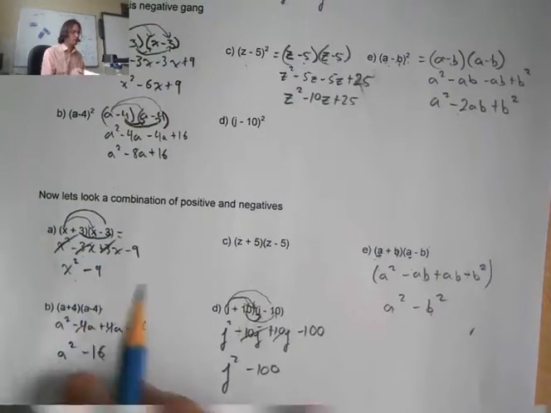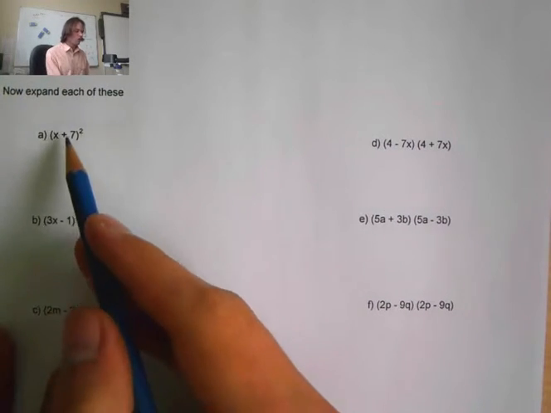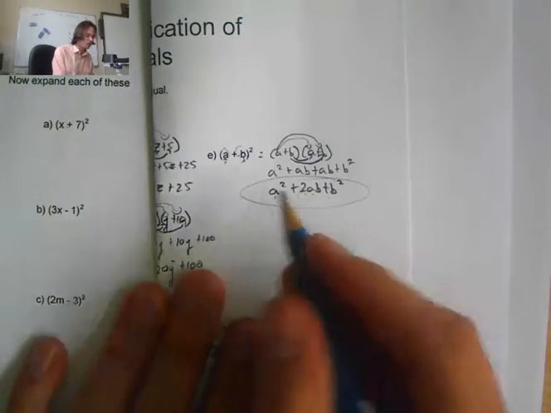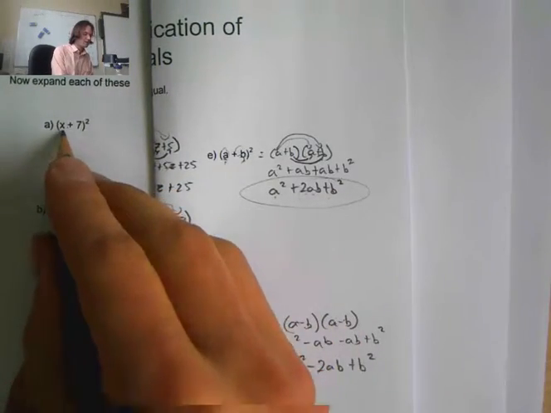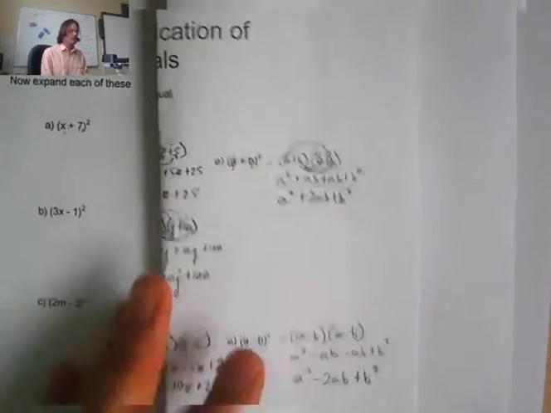Okay? So, here we go. Let's take a look at this sheet here. We want to expand these. Well, we learned a little rule. This is adding. So what's my rule? We look right here. I go a squared, so it's the first term squared, plus this times this doubled, and then I have to plus that squared.